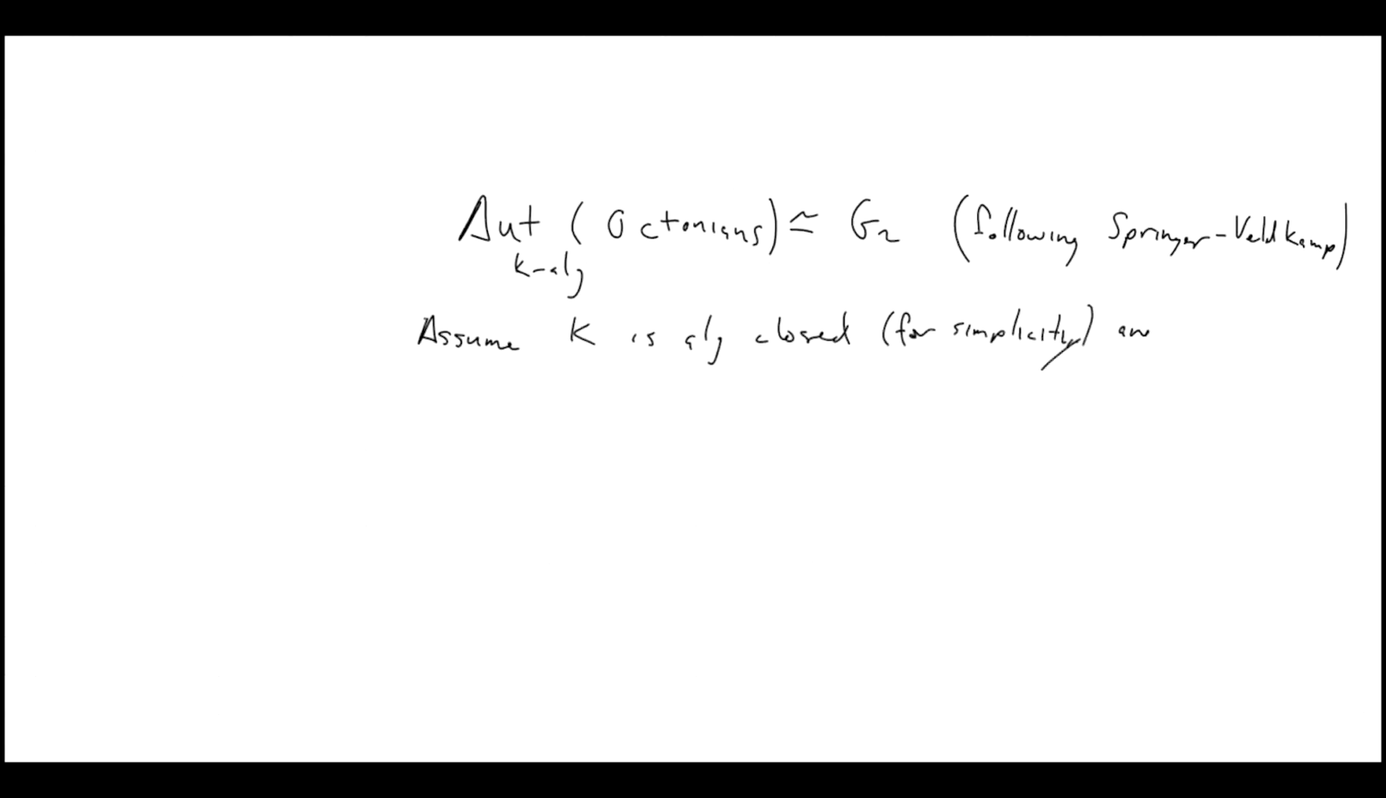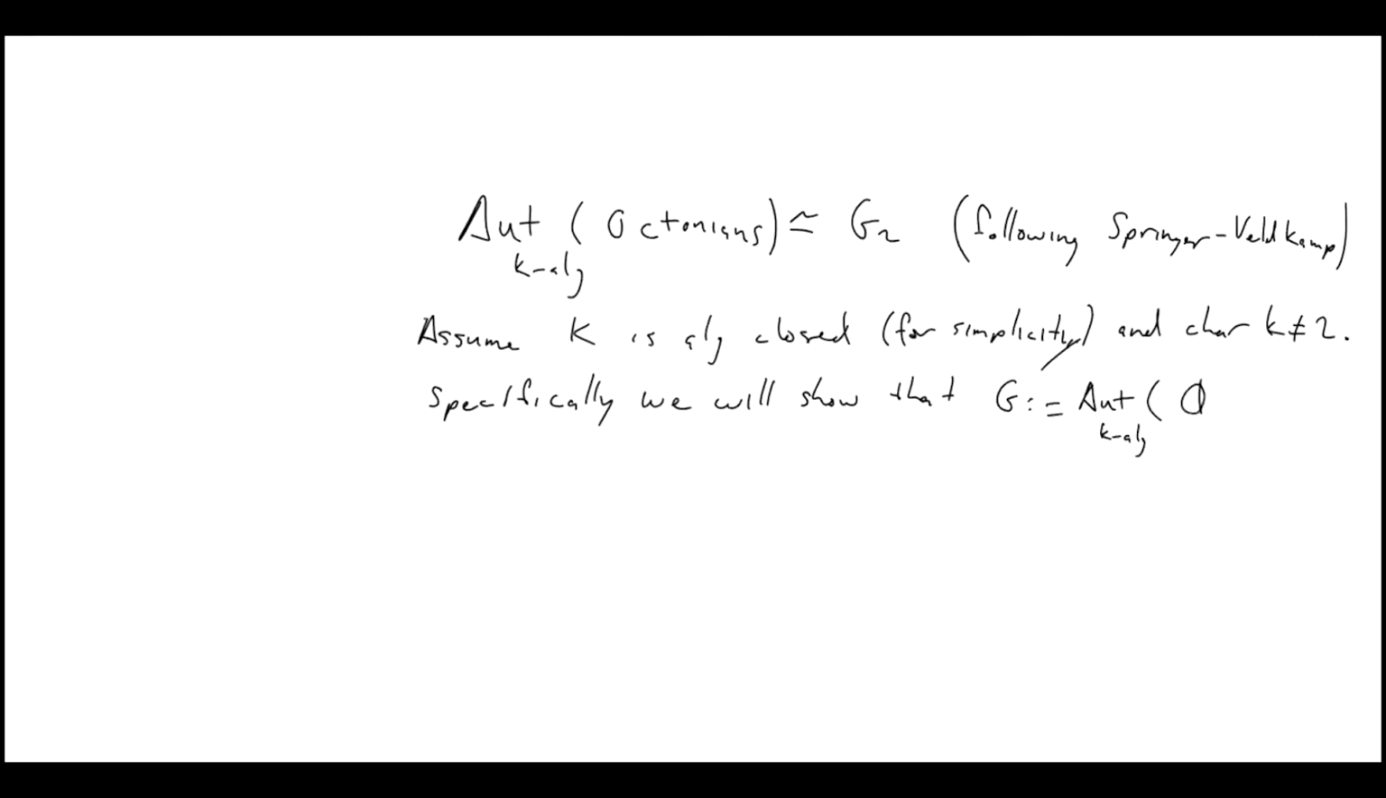And as before, we're assuming that the characteristic is not 2. Okay, so we have to be a little bit careful about what I mean by this isomorphism. Specifically, I'd like to show the following. We will show that this automorphism group, let me just call this G. I'll just use O for octonions. In fact, over an algebraically closed field, there's only going to be one isomorphism class.